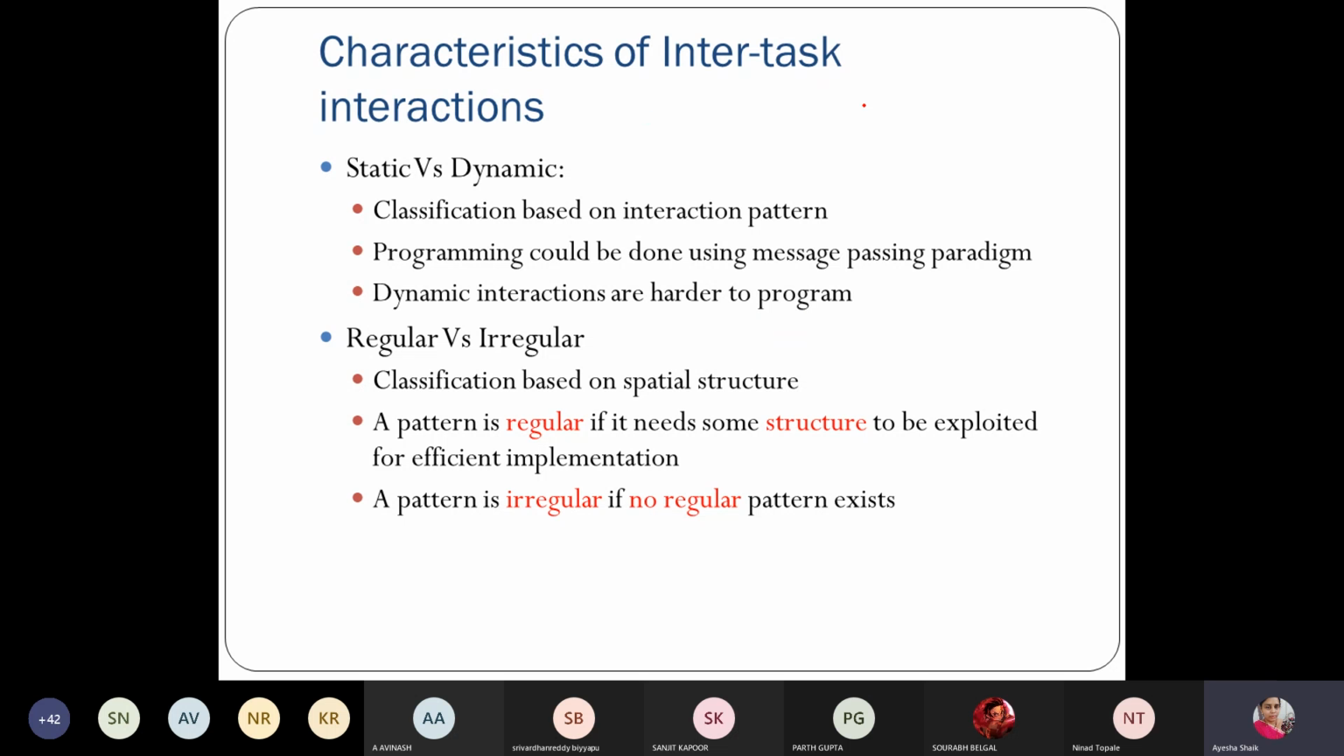Then coming to the characteristics of inter-task interactions, we can have static versus dynamic. Here we can classify based on the interaction pattern, and programming can be done using the message passing paradigm. Dynamic interactions are much harder to program. Another characteristic is that interactions can be either regular or irregular. The classification here is based on the spatial structure. The pattern is regular if it has some structure that can be exploited for efficient implementation, and irregular if no regular pattern exists.